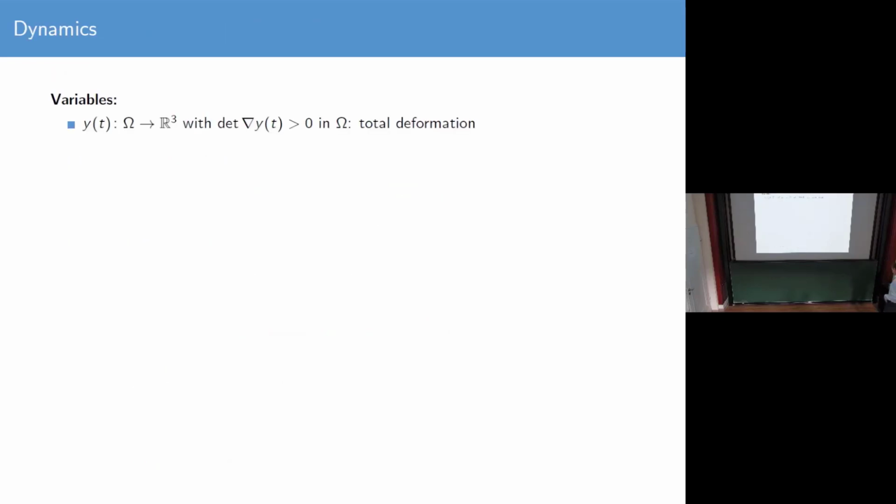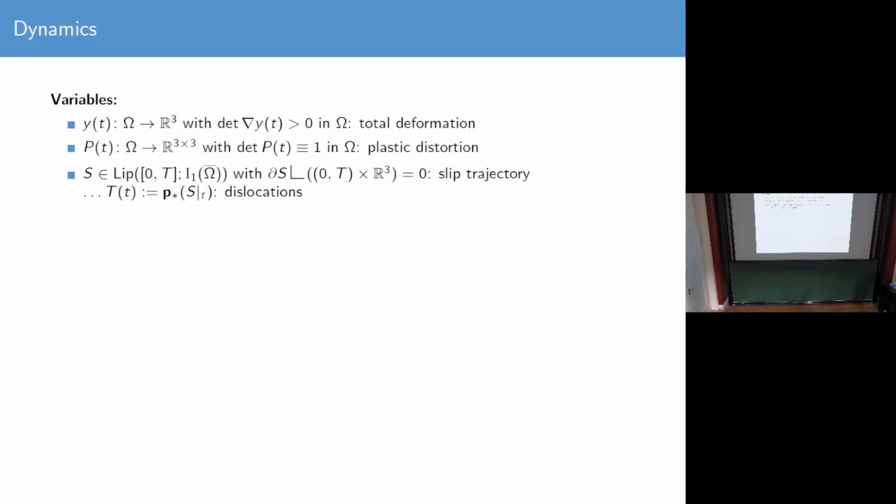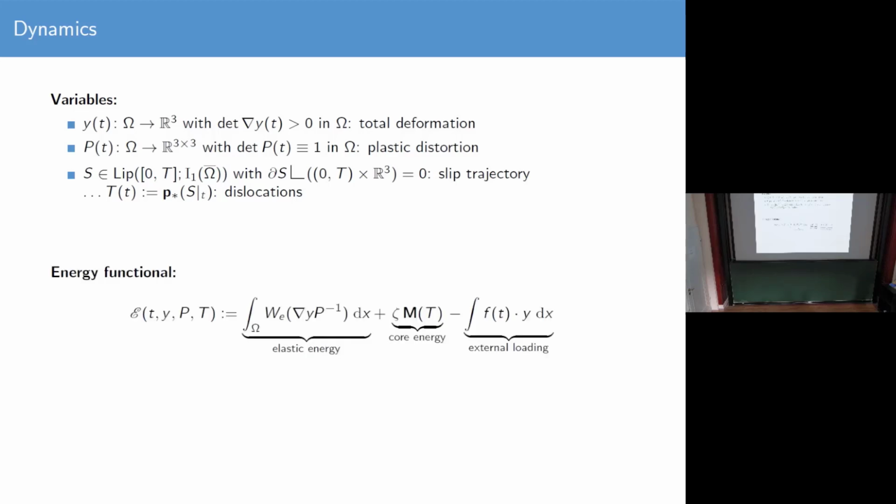Okay, so now I can tie this together to some sort of model. So what are my variables? I've got the total deformation with positive Jacobian. I've got the plastic deformation, which has determinant 1 everywhere. And I've got my slip trajectory, where if I take these slices, I get the dislocations back. The energy functional I'm using is the elastic energy, plus some core energy, which penalizes the length, so we can think of that as some sort of surface tension.